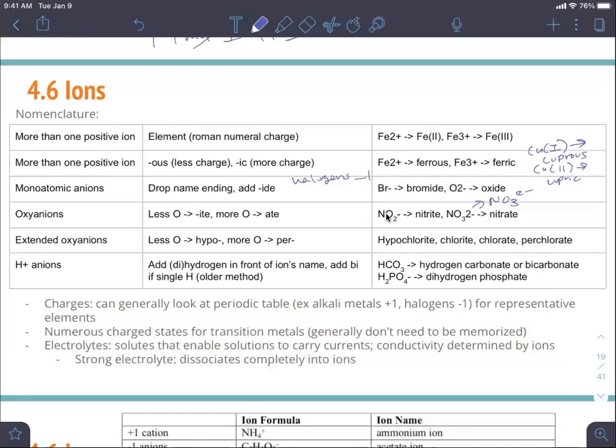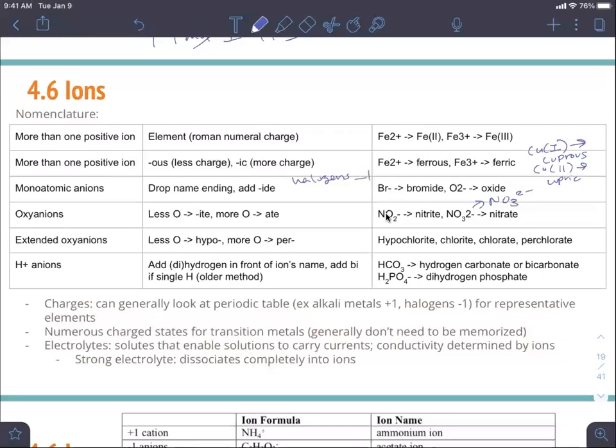Hydrogen carbonate in particular is very important because it is part of our bicarbonate buffer system in our blood. And if you've already finished the biology or the biochemistry book, you'll have learned a lot about the bicarbonate buffer system.